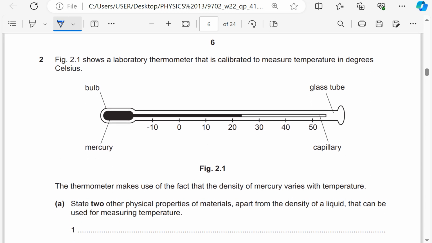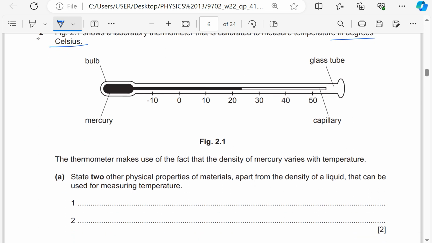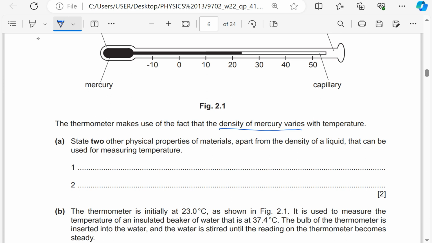The figure shows a laboratory thermometer that is calibrated to measure temperature in degrees Celsius. The thermometer makes use of the fact that the density of mercury varies with the temperature. Of course, as temperature increases, the length of the liquid column increases to indicate an increase in temperature. State two other physical properties of materials apart from density of a liquid that can be used for measuring temperature.